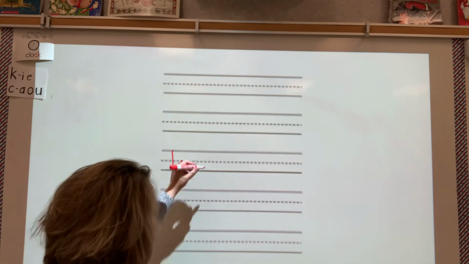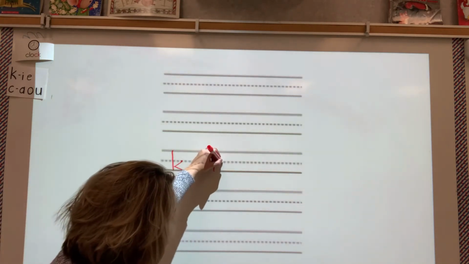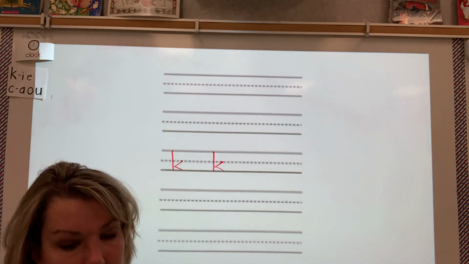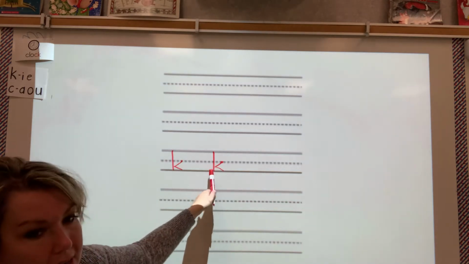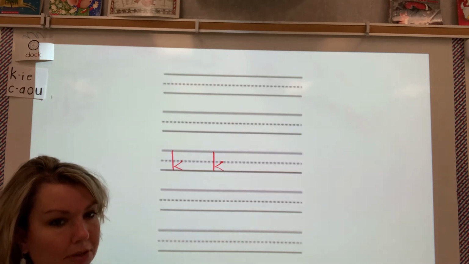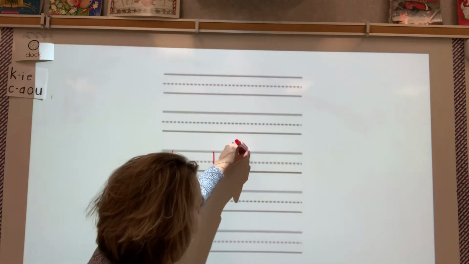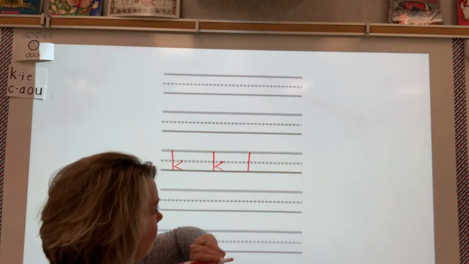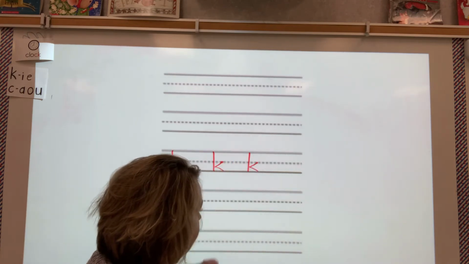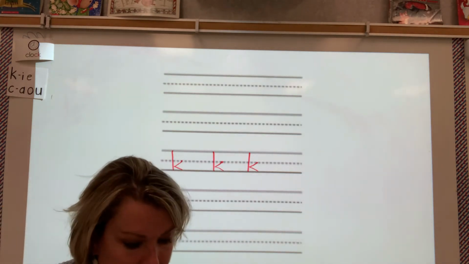I'm going to do it again. Tall line down, lift, go to the dotted line, diagonal to the left, diagonal to the right. This is lowercase. Let's do it one more time. Point your pointer finger to the screen and do it along with me. Tall line down, lift, go back to the dotted line, diagonal to the left, diagonal to the right. Okay, excellent job, boys and girls.